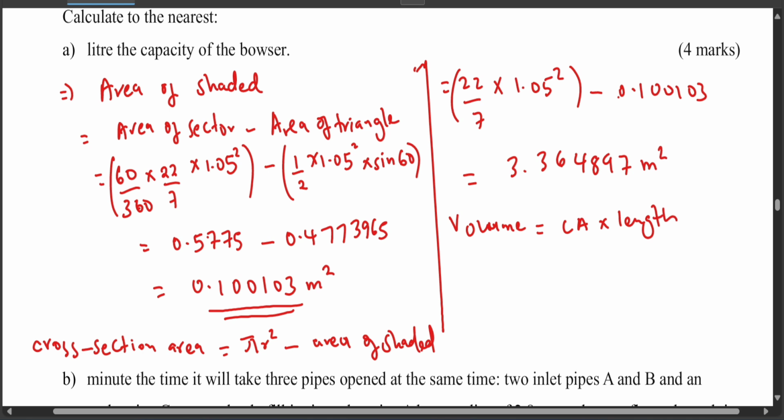So our cross-sectional area is 3.364897 times our length, which is 4. So times 4 gives us around 13.4596 maybe. Okay, but now this is cubic meters, since the length is in meters from the initial stage, we need to multiply by 1000 to change it into liters.